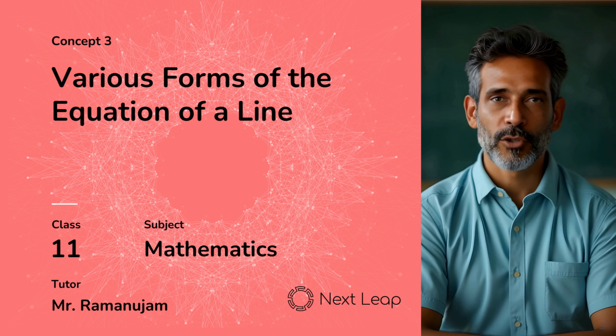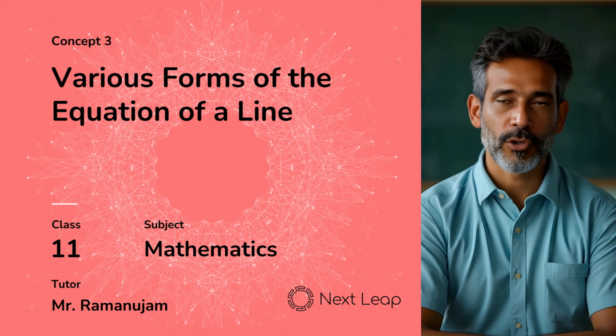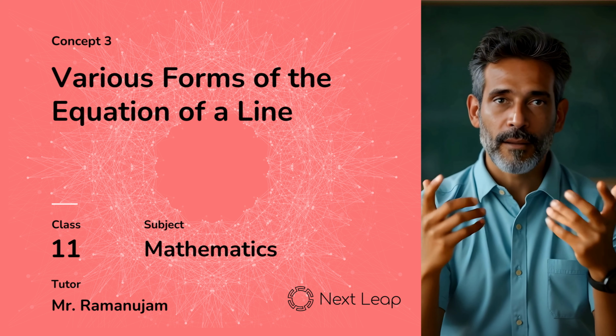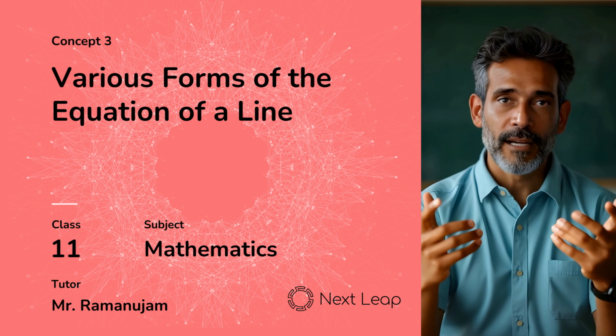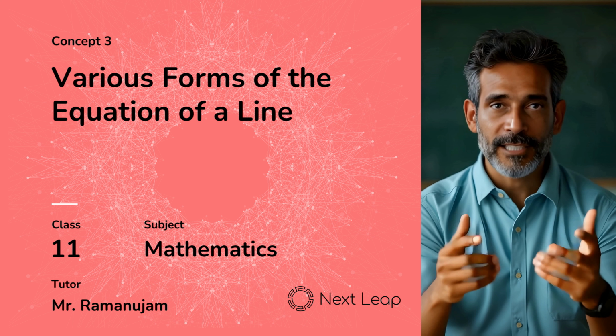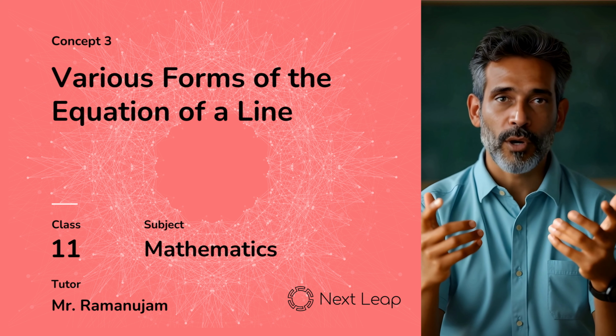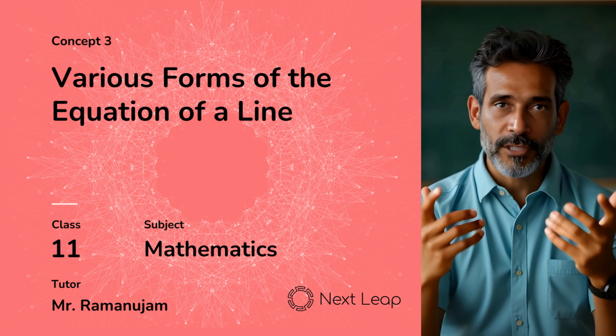So, what is this coordinate system? Picture two straight lines crossing at right angles. One horizontal called the x-axis and one vertical called the y-axis. They meet at a special point called the origin, which we call (0, 0).